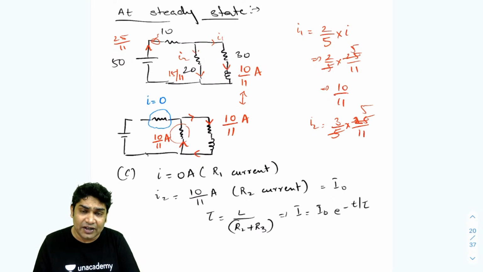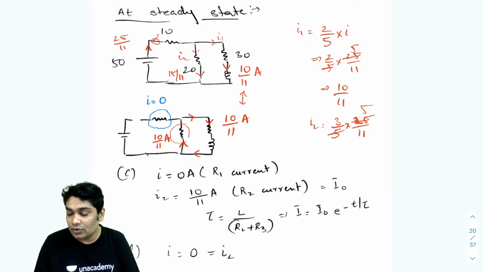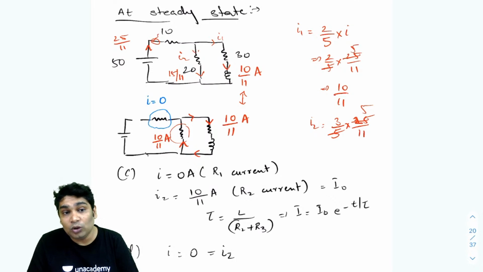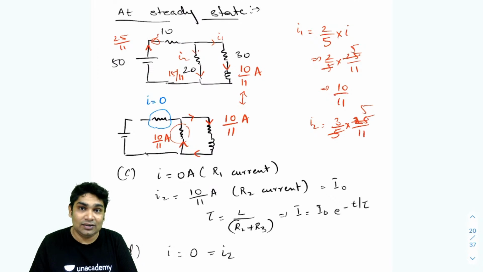At t equals infinity, you realize the I would have become 0. So the answer for D would be I equals 0. So the currents across both R1 and R2 would have dropped down to 0. Okay, I hope you followed that. Now, this is very simple, don't worry about it.